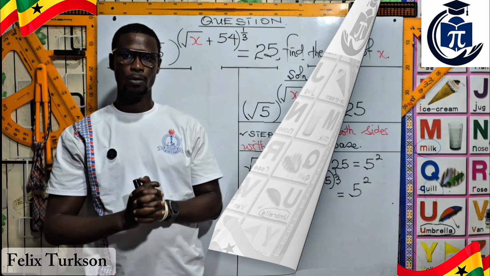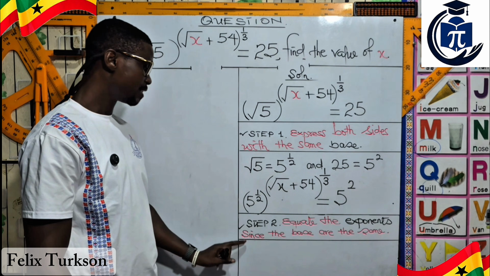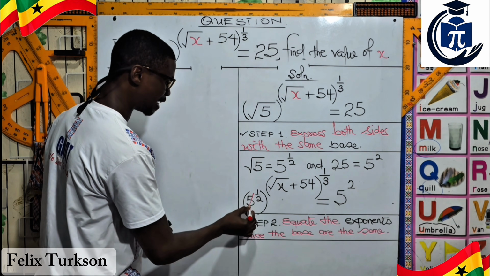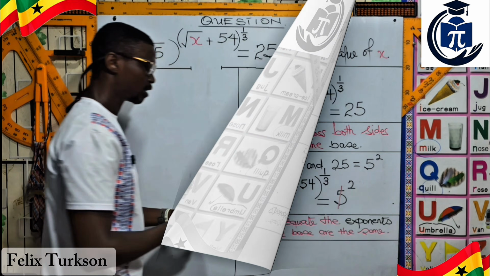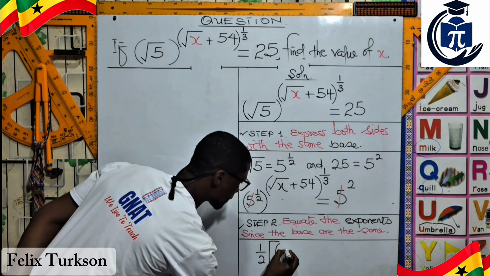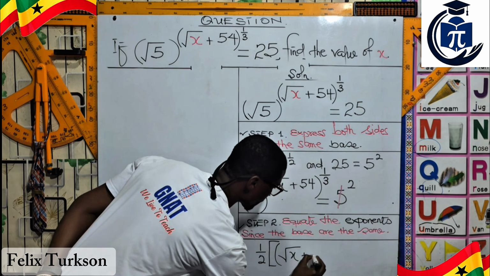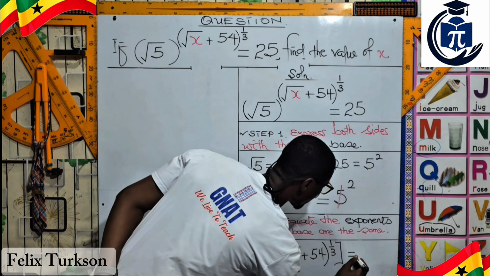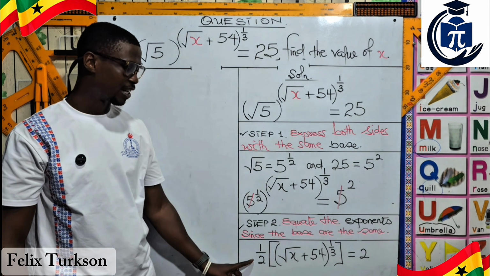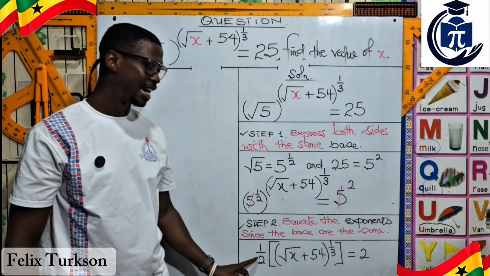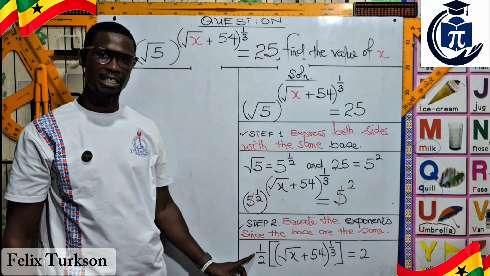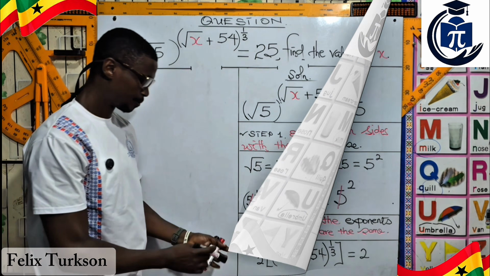So now in step 2, equate the exponents. Since the bases are the same, we take off the bases, that is 5 and 5. To isolate the fraction here, we need to multiply both sides by 2 so that we can take out this fraction, right? So let's do that.